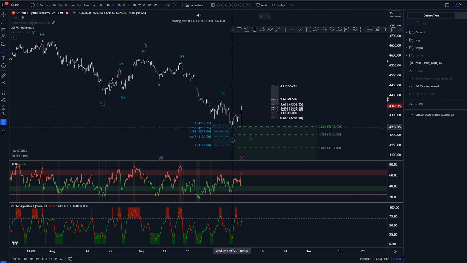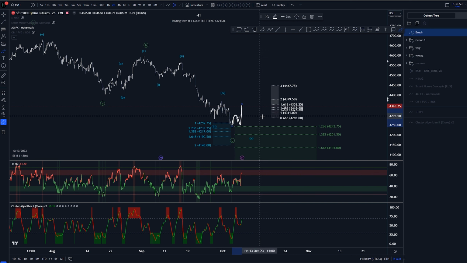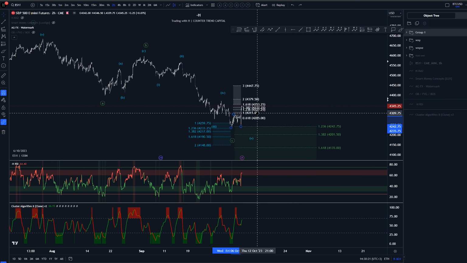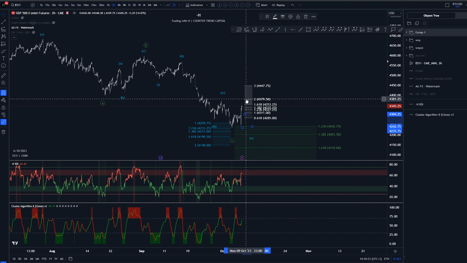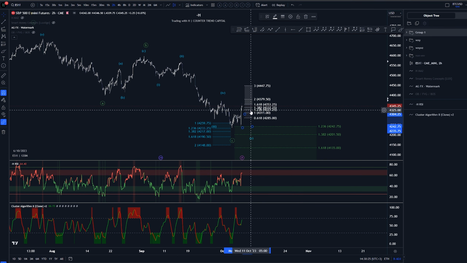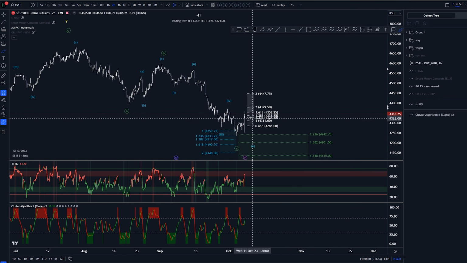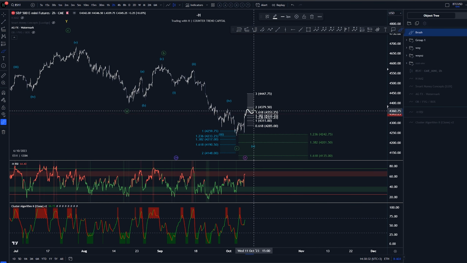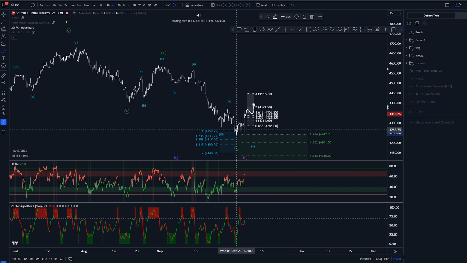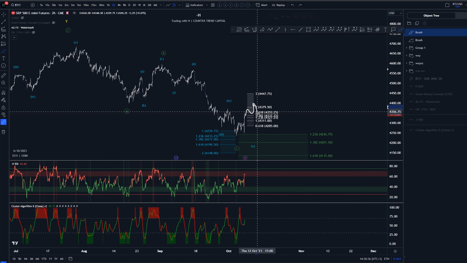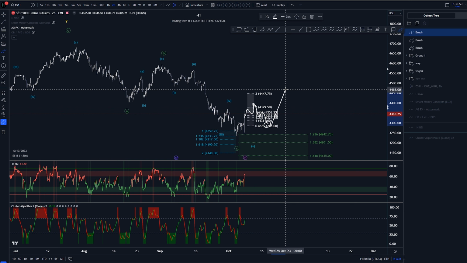At this point, we've had a potential ABC still here. If we are going to be extending any further, I would be looking for this more as a 1, 2, 3. So at that point, we would expect one more high here as a 1, 2, 3, 4, 5 structure. Looking for a pullback, look for that long setup here again.